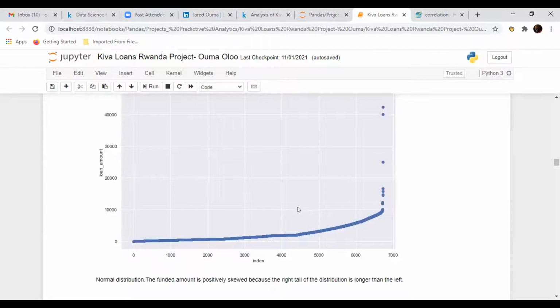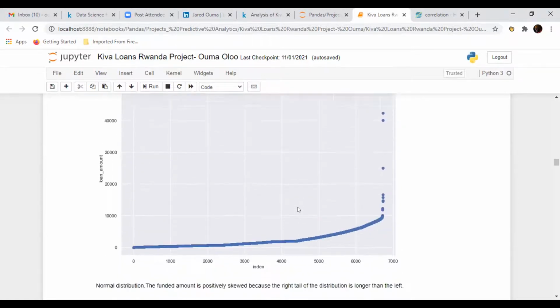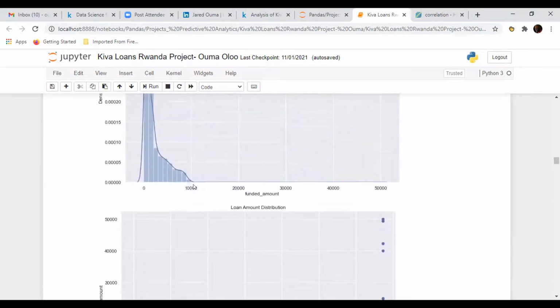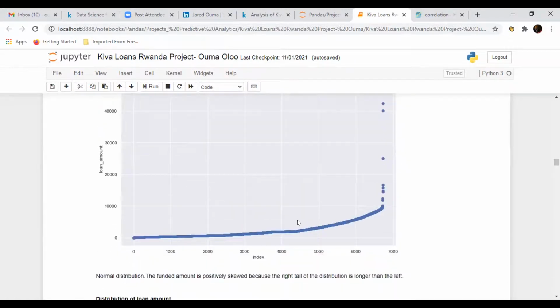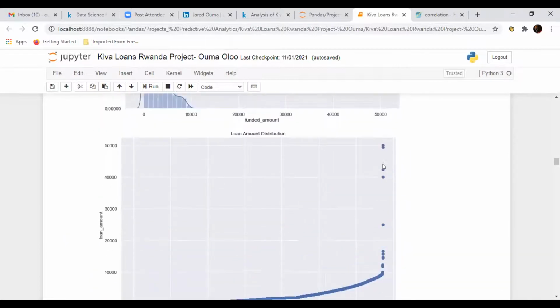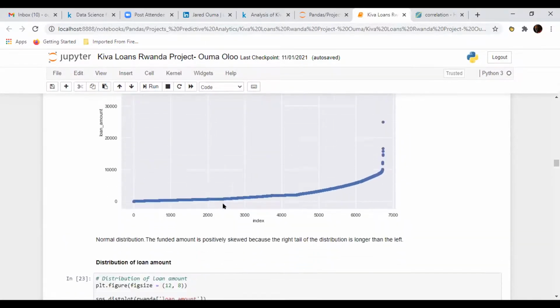The funded amount graph is positively skewed, that is, you can see to the right. So that means it's a bit normal, but you can also see there are some outliers here that we need to deal with in this data.